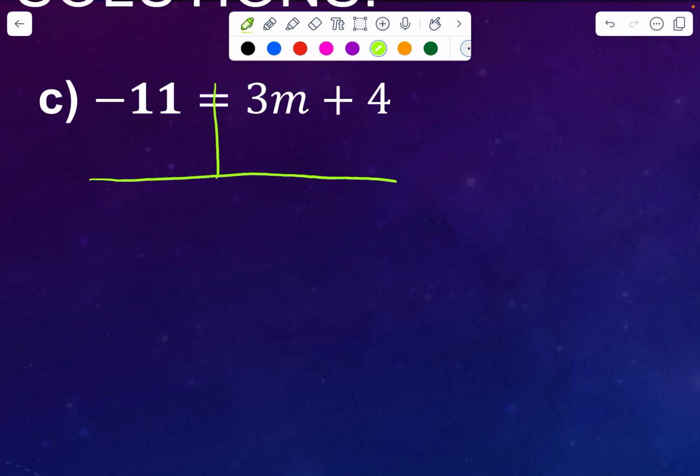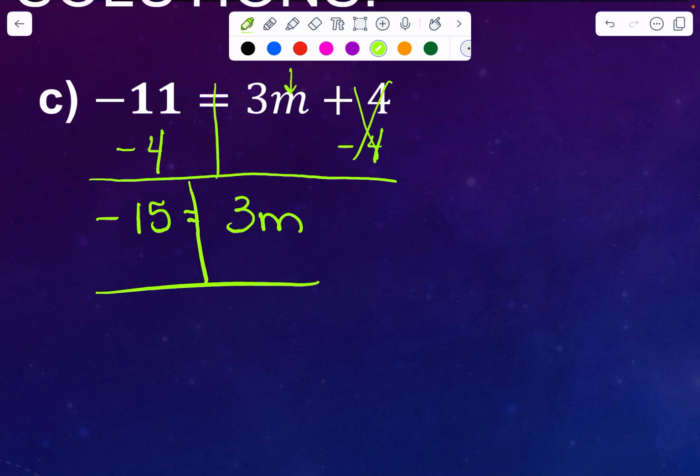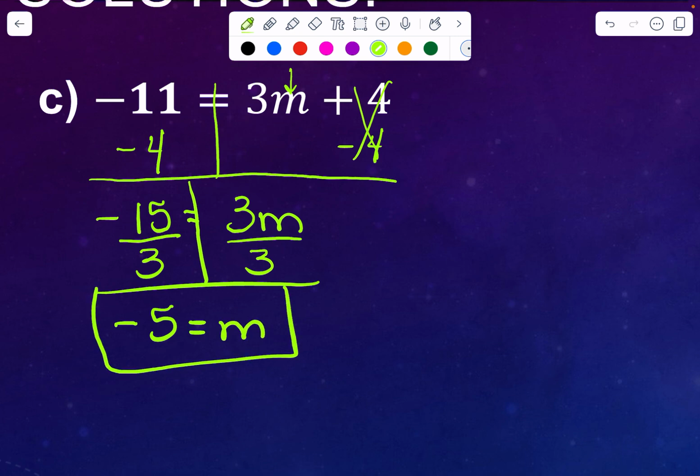Look, here's my variable. The least connected to it is the 4. So for that, I'm going to minus 4 from both sides. So that's going to leave me negative 15 equals 3m. Now it's 3 times m. So to undo that, I'm going to divide by 3. And I end up getting m equals negative 5.